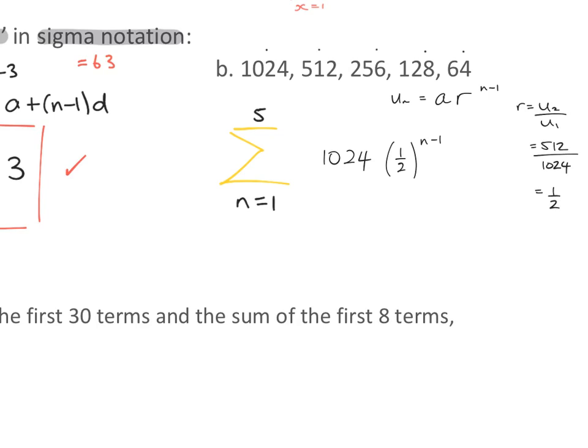And again, I can check that in the same way by just adding up those numbers in my sequence. So that's 1984. And then if I put this in the sigma button, 1024 times a half to the power of x minus 1 between 1 and 5. Brilliant.